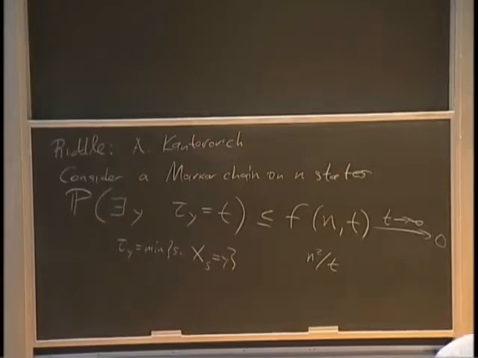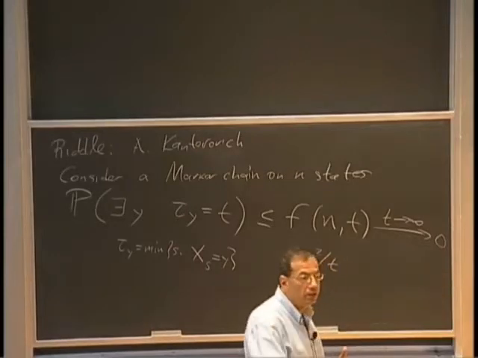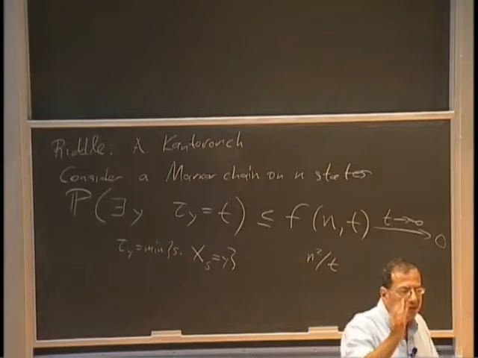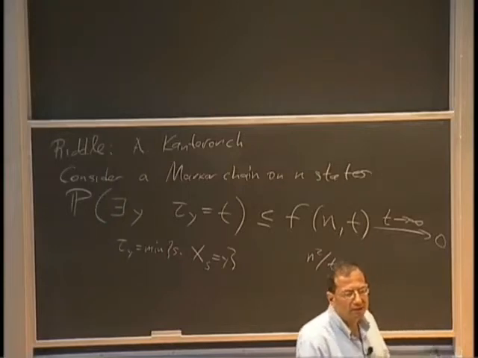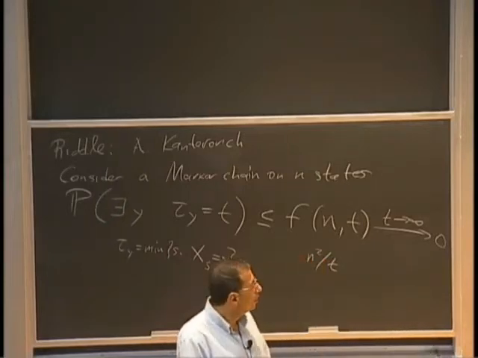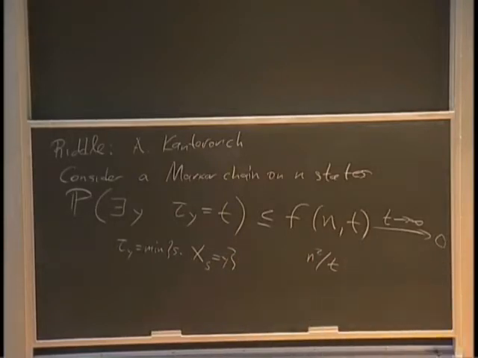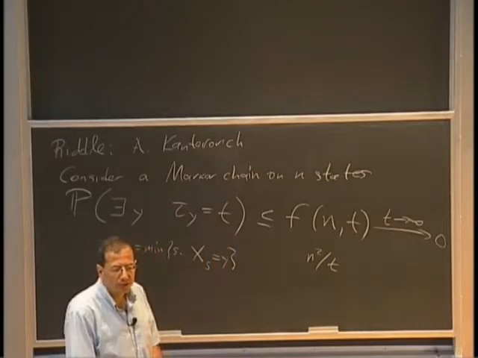So there's no way to bound the probability that tau y is bigger than t. But the probability of having a surprise exactly at time t, that should go to 0, and it does go to 0. And the question is, how to do that. It wasn't clear in advance if it's a research question or a riddle. It turns out it's a riddle, but it's a fun one. So since we're near the end of the conference, I want to share it with you.